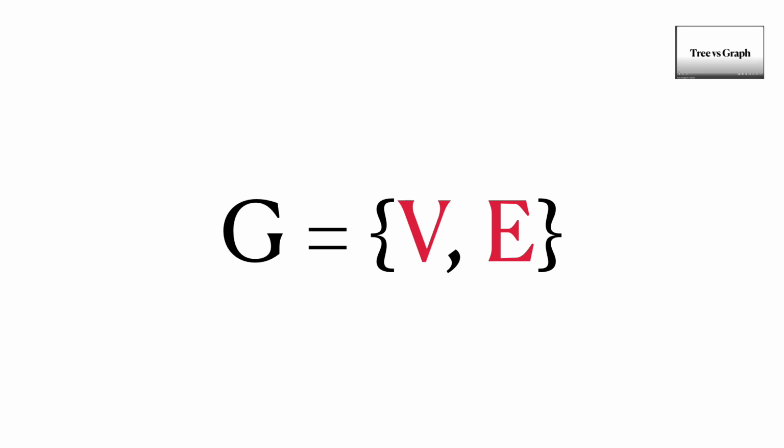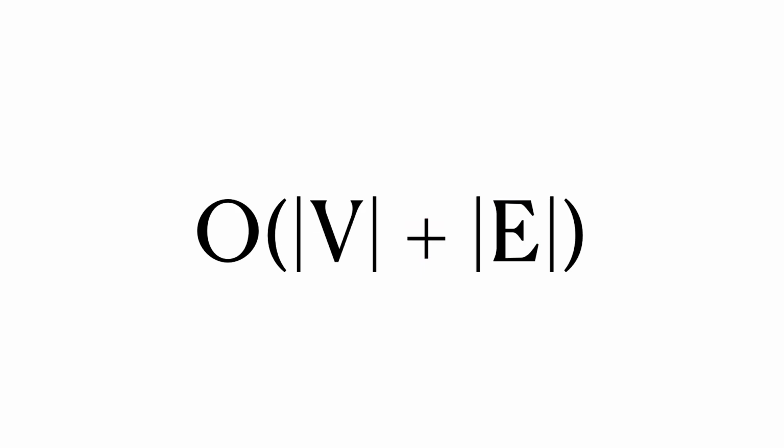Finally, what is the time complexity? A graph is a set of vertices and edges. Because we iterate over all vertices and edges, the time complexity is this.